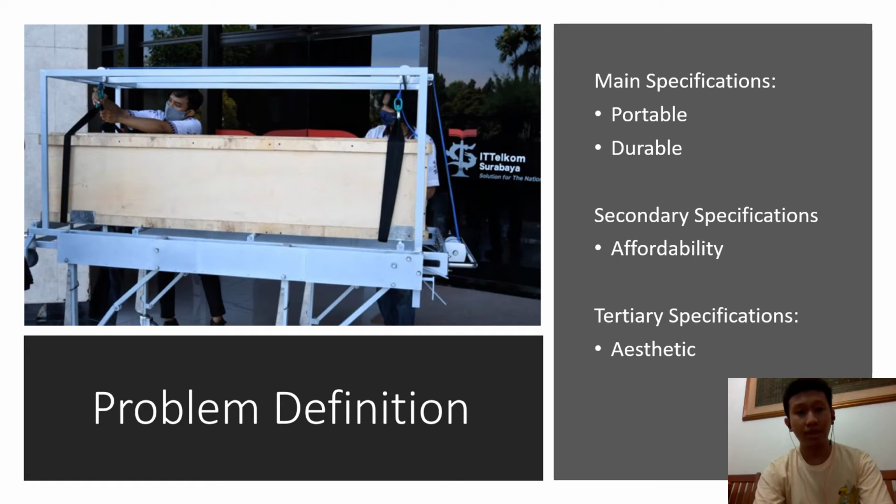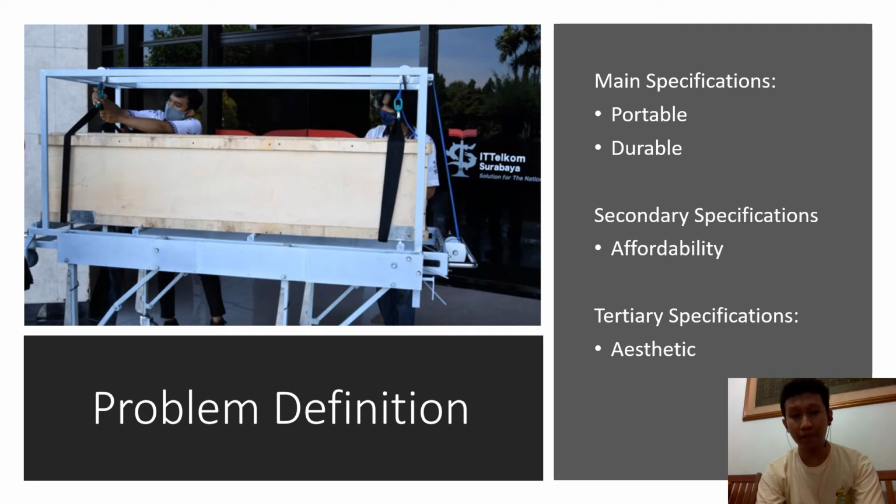Now we are going to talk about the specifications of this product in order to solve the problems my friend has just mentioned. Let's start with the main specifications. First, this product has to be portable. It means that it can be moved from one place to another, and can be folded and fit into an ambulance that transports the coffin from the hospital or home to a funeral place. The second main specification is durable, meaning that the product is expected to have a 10 year life cycle for frequent use, which is a minimum of 5 operation cycles a day.